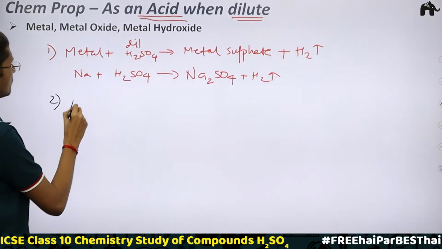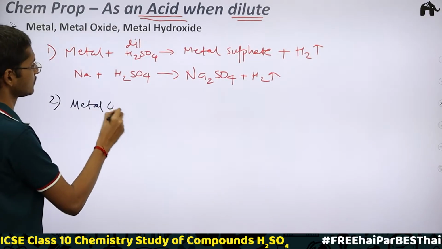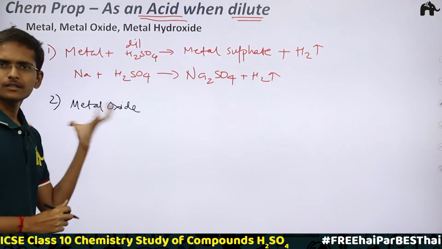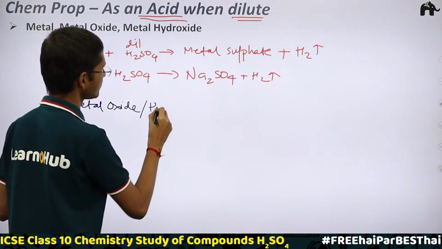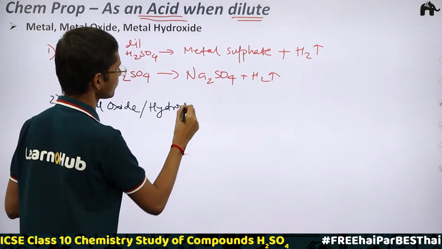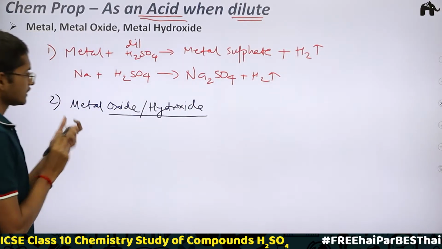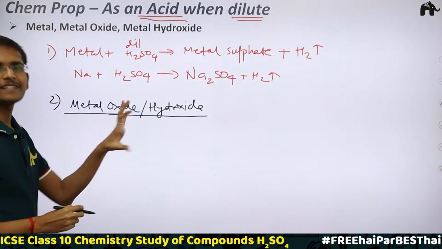Let's see the next one, metal oxide. And the general reaction for metal oxide and metal hydroxide remains the same. Now the same logic applies: this metal oxide and metal hydroxide are basic in nature.